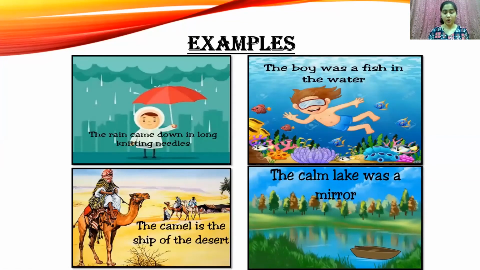The calm lake was a mirror. Once more, you see over here that there is an indirect comparison being made between a lake and a mirror. Now, if you observe closely, the lake is also reflecting the image just like a mirror. So here you see there is an indirect comparison being made between the lake and the mirror.